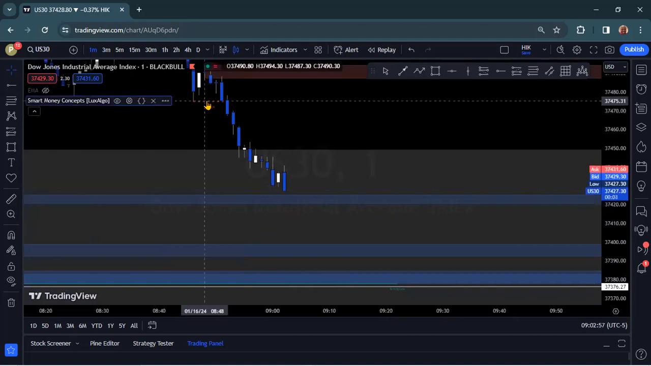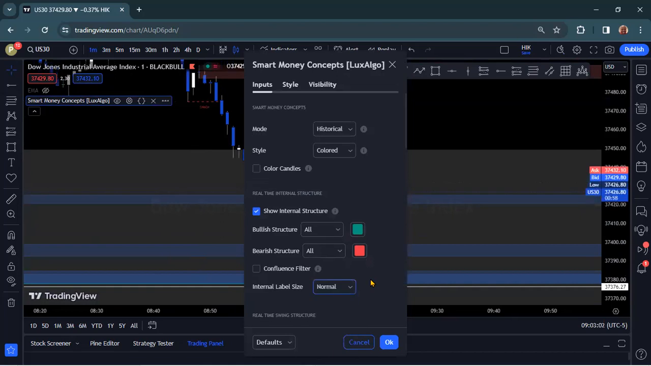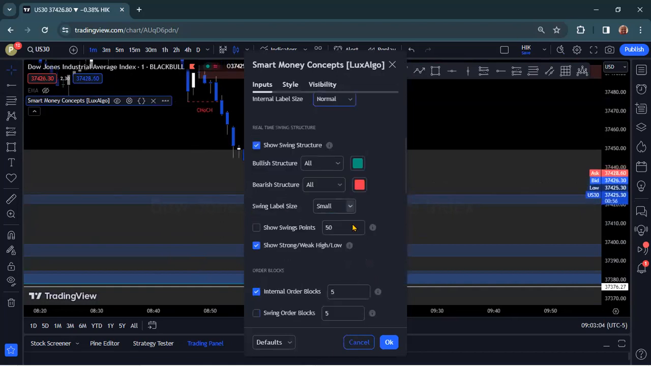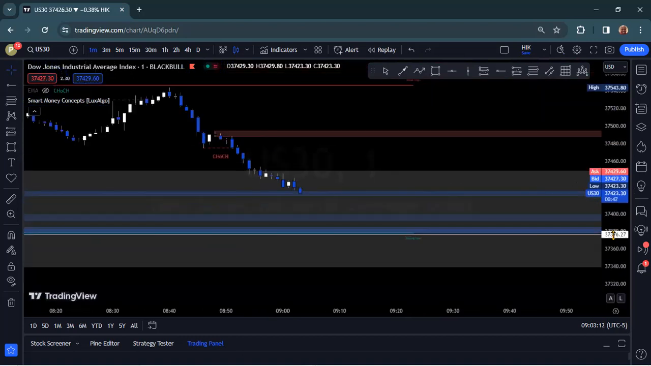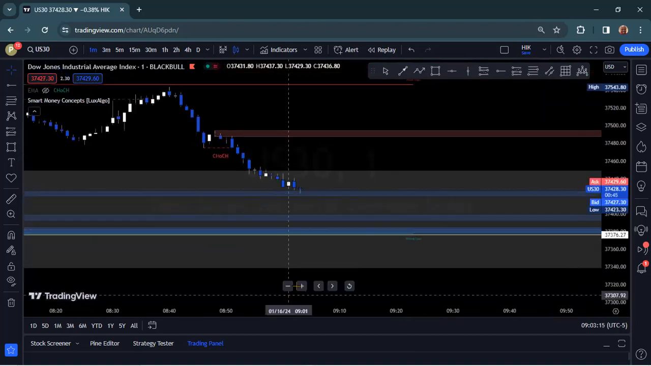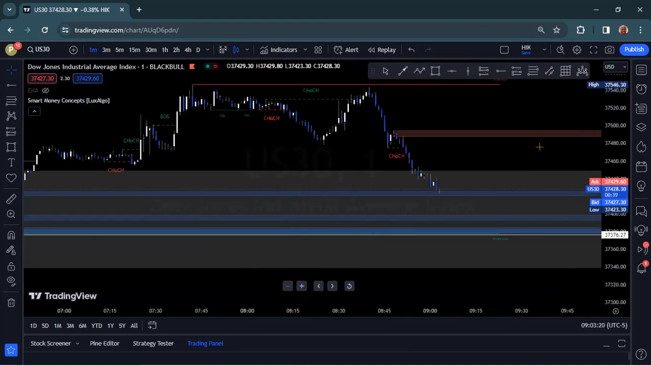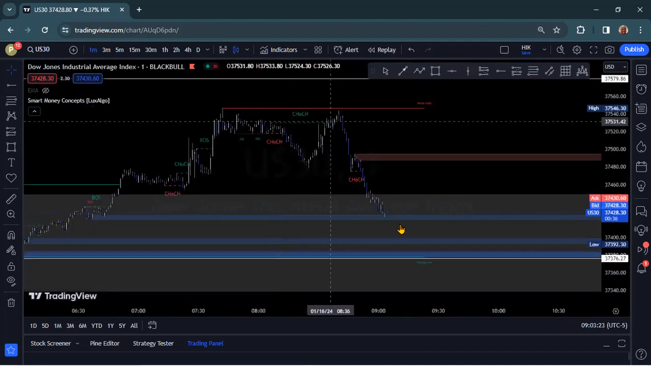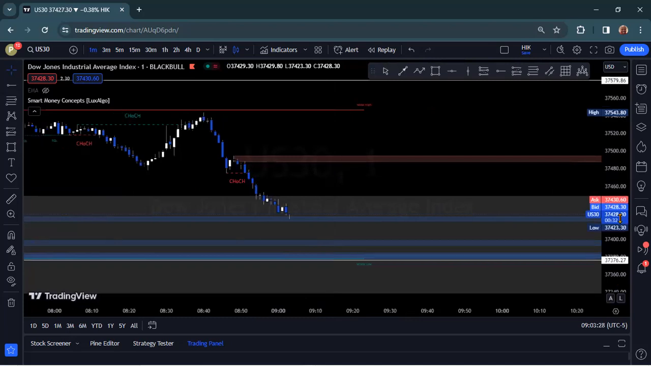Let's make the indicator a little bit bigger so you can see it. Whenever you see small, you just put it on normal. It's Smart Money Concepts by Lux Algo, so you want to find that indicator. All I'm doing is waiting for a buy signal, that's all I'm waiting on right now. As you can see, it's trending lower, but we're not going to take reversals. We're going to take buys.